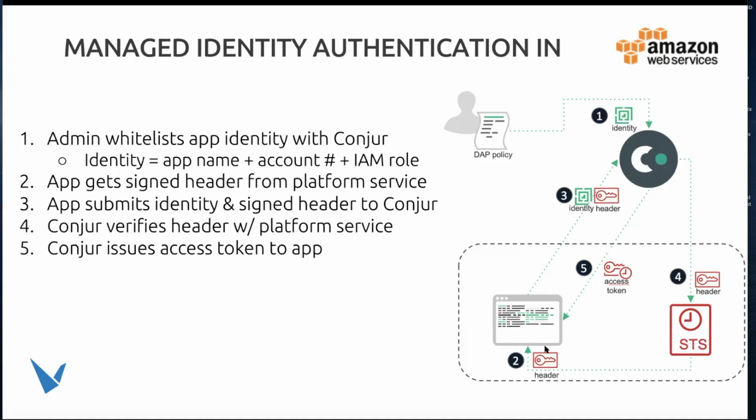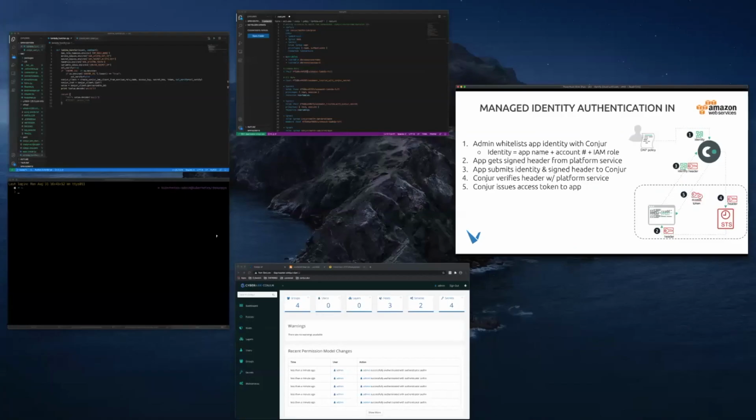the requesting party, down here in step 2, retrieves a token from the AWS identity metadata service and presents that to Conjur for authentication. Conjur then verifies that header with the secure token service, which is provided by AWS. AWS secure token service comes back and says, yes, this is good. Then we present the requester with a token that they can use to retrieve secrets. Let's go take a look at this in action.